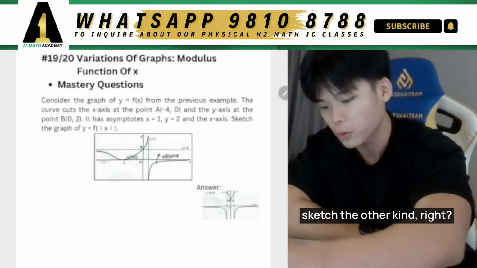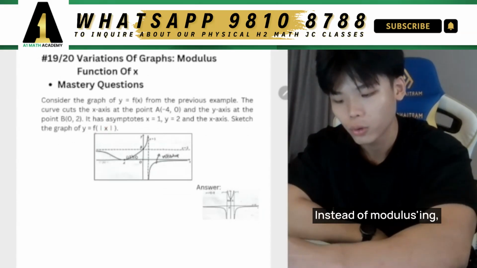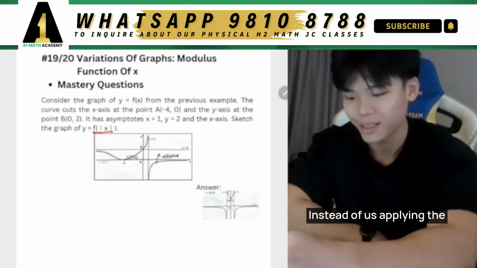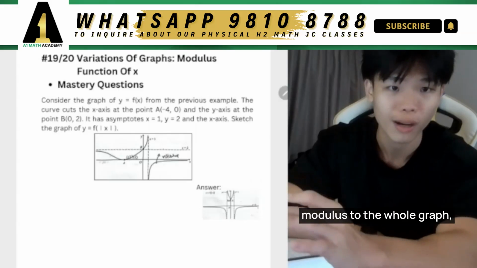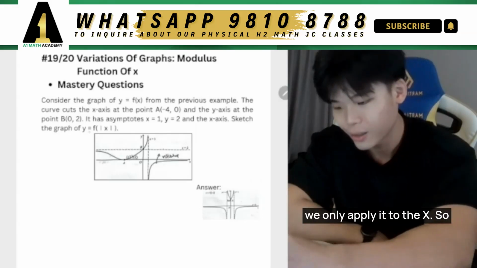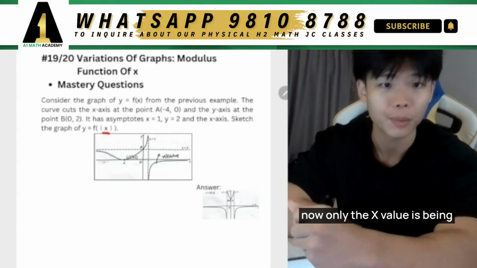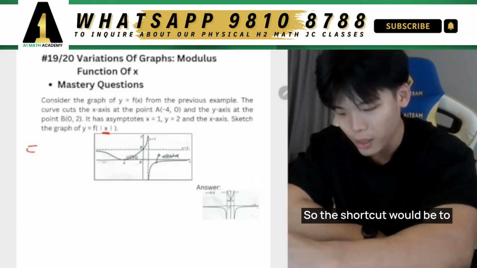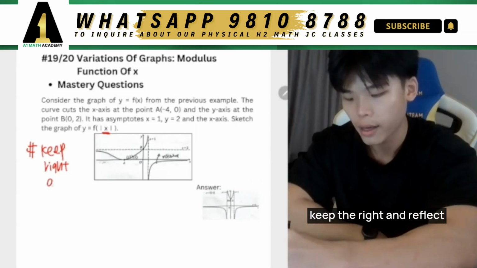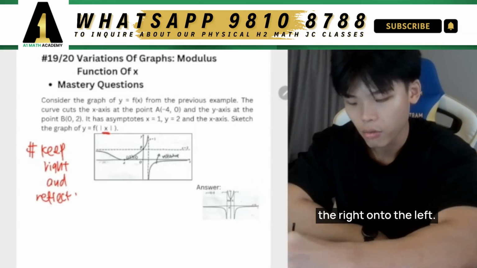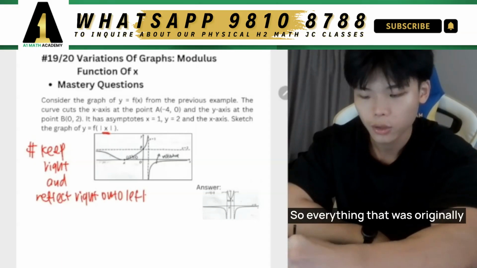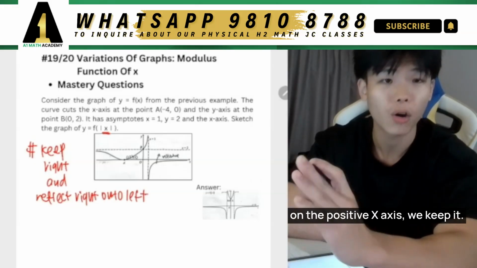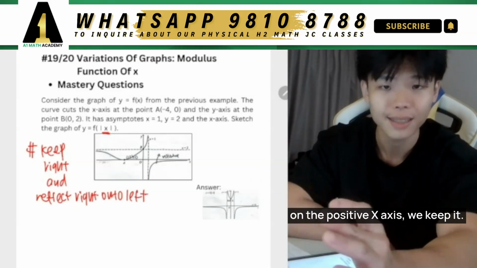So now we are supposed to sketch the other kind, right? Instead of modulusing, if that's a word, instead of us applying the modulus to the whole graph, we only apply it to the x. So now only the x value is being modulated. So the shortcut would be to keep the right and reflect the right onto the left. So everything that was originally on the positive x-axis, we keep it.